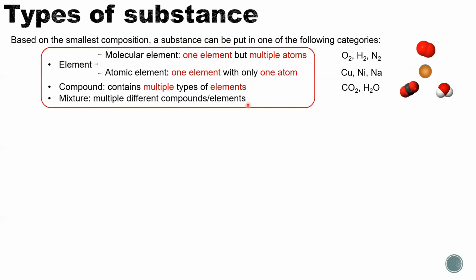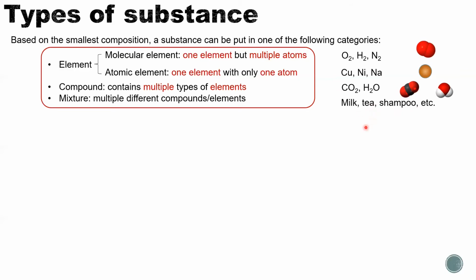And finally, we have the mixture. In a mixture, you cannot find just one smallest composition. We find that there are different things mixed together, different elements and compounds mixed together, so it's a mixture. Most of the things you see in daily life, such as milk, tea, shampoo, are all mixtures. Milk, you have protein and water. Tea, you have tea leaves and water. Shampoo, if you can read the ingredients, they have tons of things there. So they are mixtures.